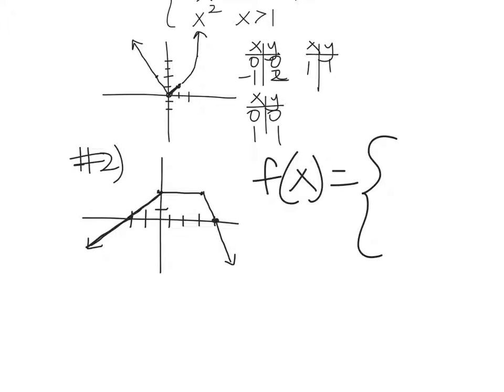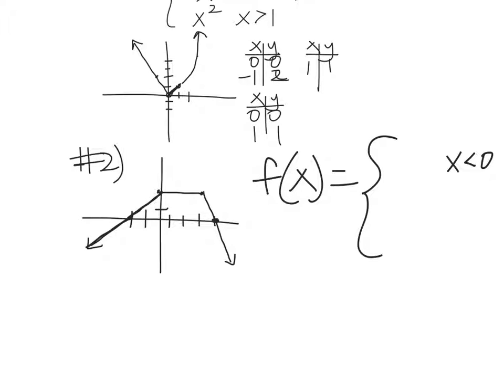Okay, this is when x is, and this is up to you actually. You can say x is less than 0, or you can say x is less than or equal to 0. But if you include 0 in the first piece, do not include it in the second piece because then it's not a function. It has 2 points right on top of each other.